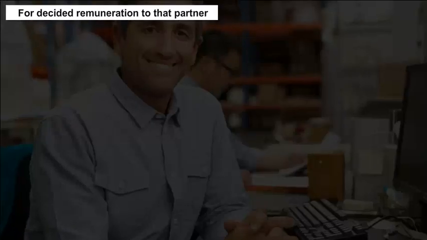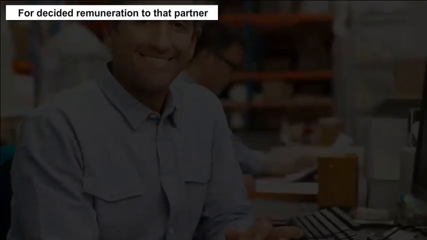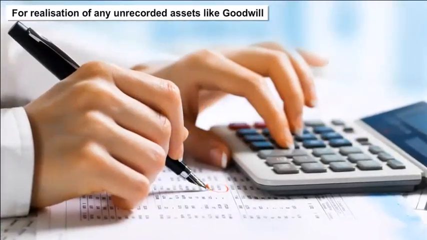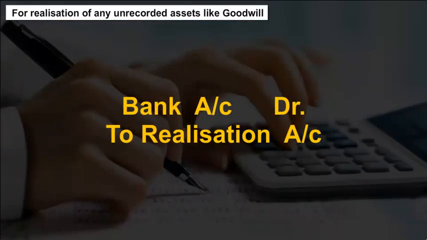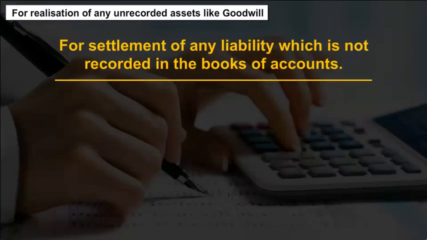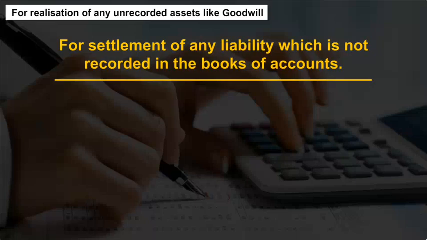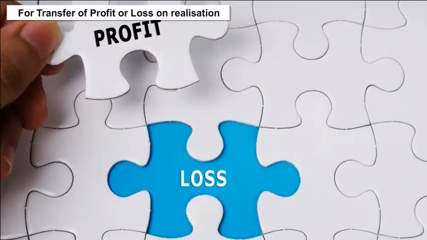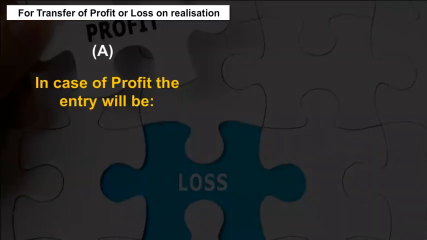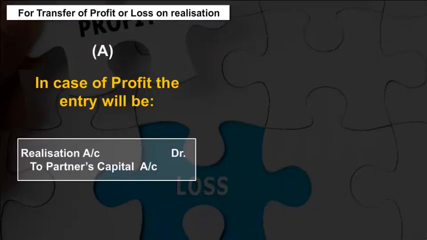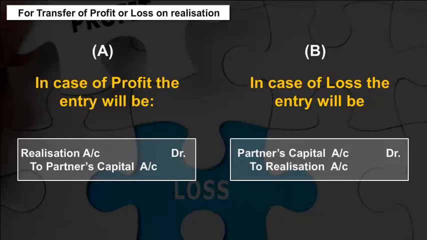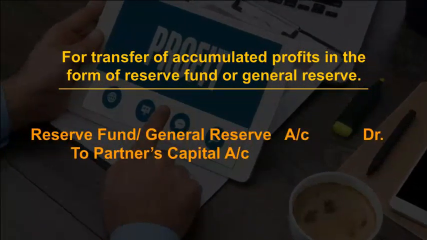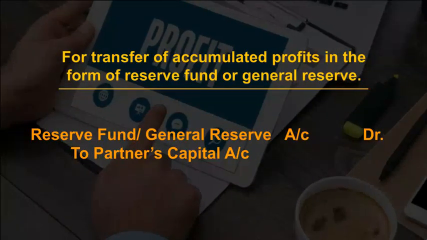For the decided remuneration to that partner, the entry will be recorded. For realization of any unrecorded assets like goodwill, the entry will be recorded. For settlement of any liability which is not recorded in the books of accounts, the entry will be recorded. For transfer of profit or loss on realization, in case of profit, the entry will be recorded. In case of loss, the entry will be recorded. For transfer of accumulated profits in the form of reserve fund or general reserve, the entry will be recorded.